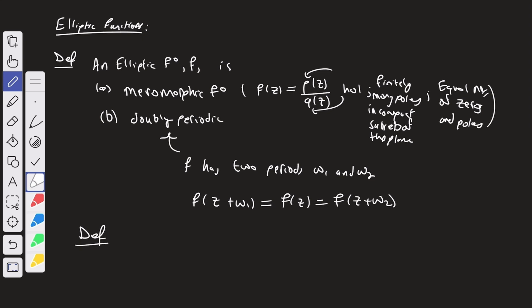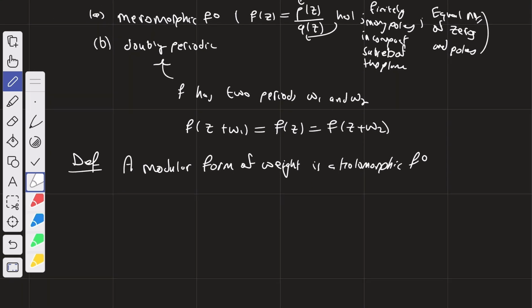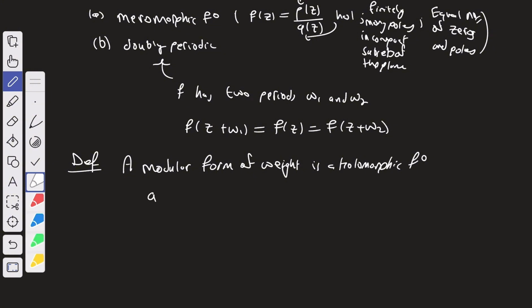However, before we go on and start our construction of elliptic functions, I should perhaps give you the definition of modular forms. So, a modular form of weight k, or perhaps an entire modular form of weight k, is a holomorphic function that satisfies three properties. It's a holomorphic function that is defined on the upper half plane. So it's defined on all the complex numbers that have a positive imaginary part.